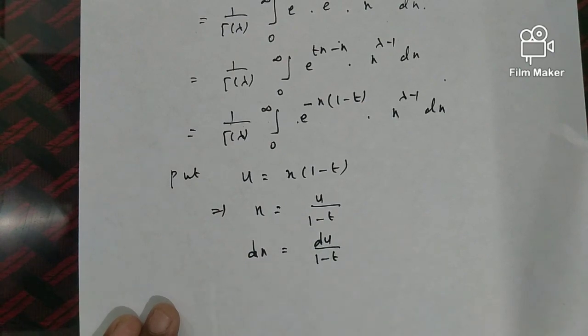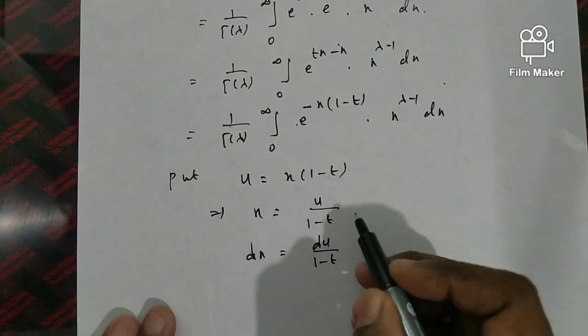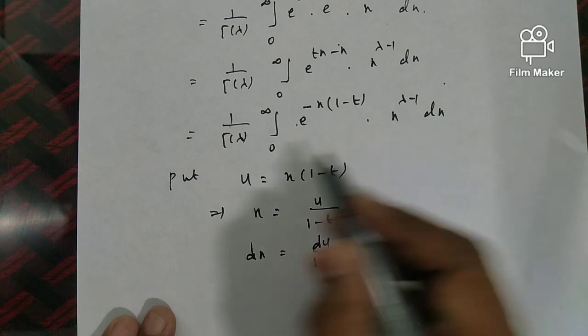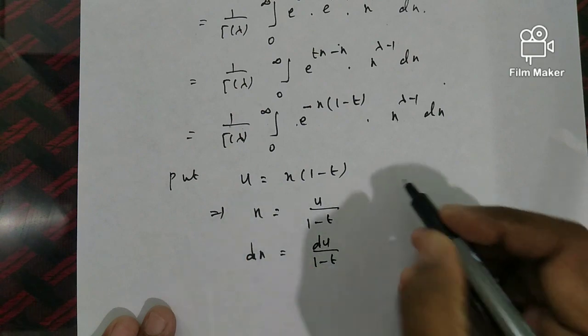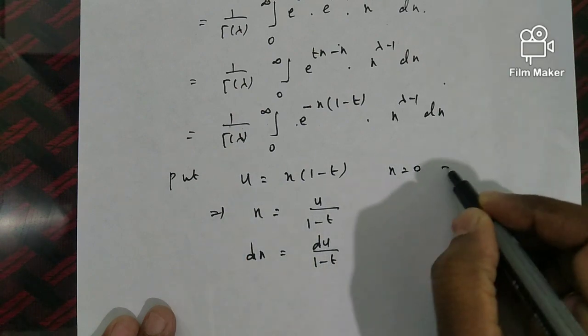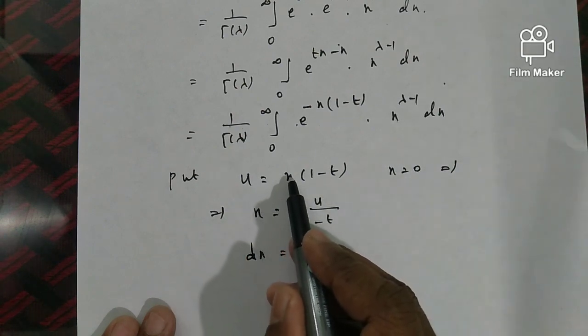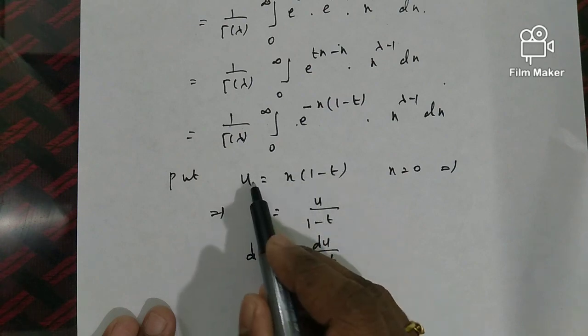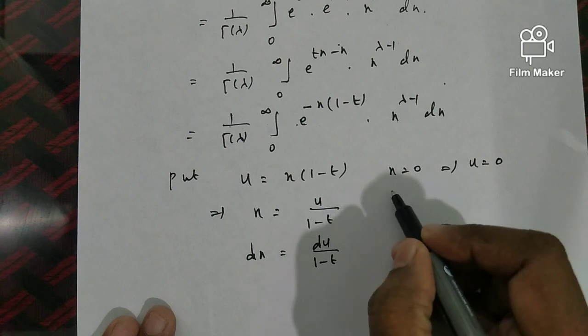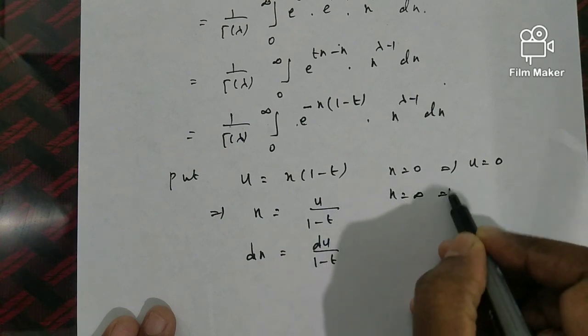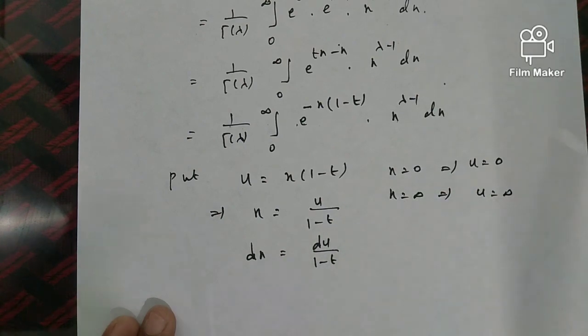Whenever we are giving the substitution, we have to check the limit also. Here integration is with respect to x, so the limit is for x. Now we are giving the substitution to u. So when x is equal to 0, 0 into anything is 0, so u equals 0. When x equals infinity, u is equal to infinity. So the new limit is also 0 to infinity.